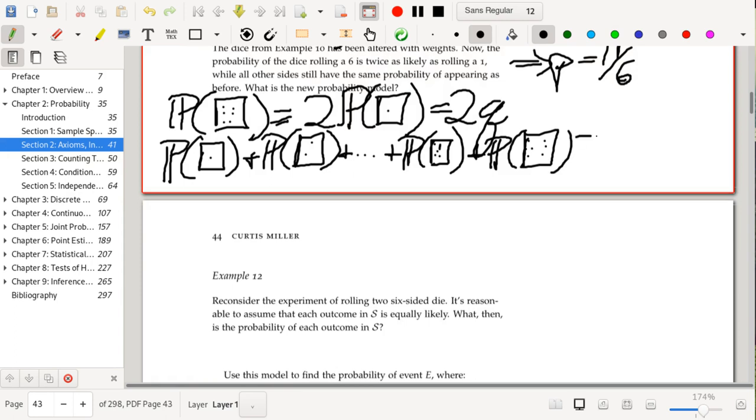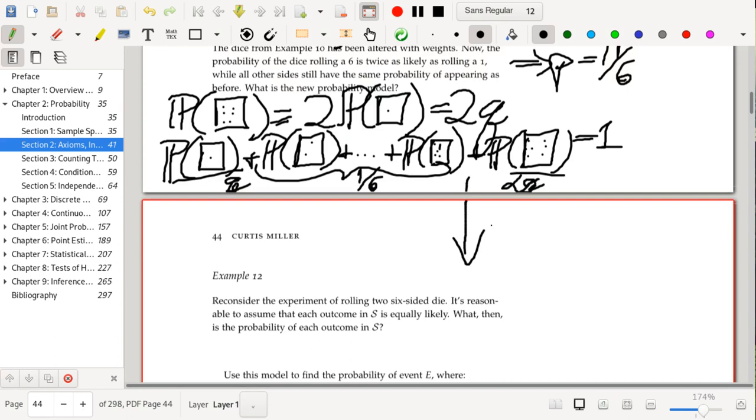This is equal to 1. But what's different now is that all of these are equal to 1 over 6. So you end up adding 1 over 6 four times, since it's 2, 3, 4, 5. There's 4 things there. The probability of rolling a 6 is equal to 2q, and the probability of rolling a 1 is equal to q. Okay?